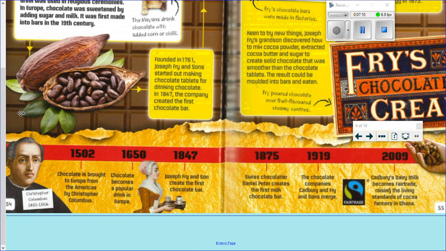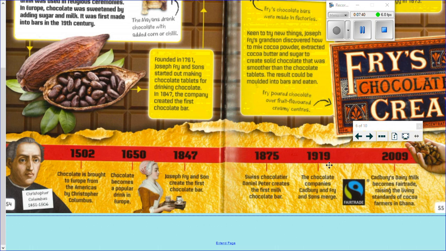Let's read the timeline. So in 1502, chocolate is brought to Europe from the Americas by Christopher Columbus. Here we have Christopher Columbus. And in 1650, chocolate becomes a popular drink in Europe. In 1847, Joseph Fry and Son create the first chocolate bar. In 1875, Swiss chocolatier Daniel Peter creates the first milk chocolate bar.